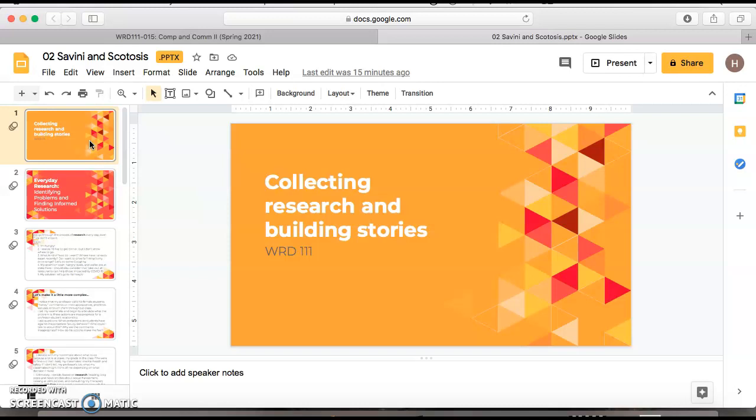Okay, so this week I wanted to introduce the concept of research, building stories, and finding informed solutions. This is going to jump us into thinking about topic ideas, thinking about research, thinking about how we can notice a problem and articulate questions about it, and then get to the stage where it's an actual piece of research writing that we have done.